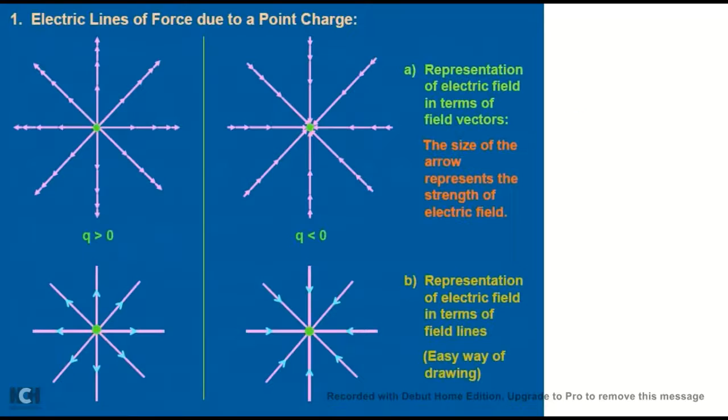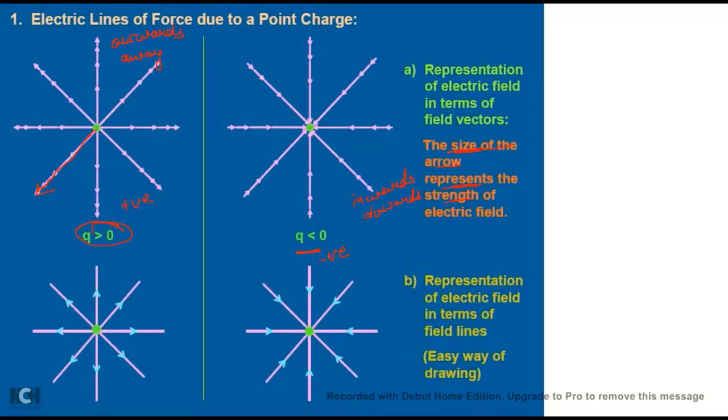Let's see the diagram. If Q is greater than 0, that is Q is positive, then the electric field lines will be outwards or away from the charge. But if Q is less than 0, that is negative, then the electric field will be inwards or towards it, right? So we can say inwards or towards it. The size of the arrow represents the strength of the electric field.